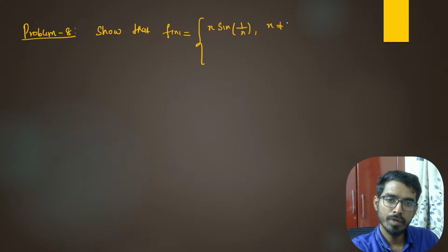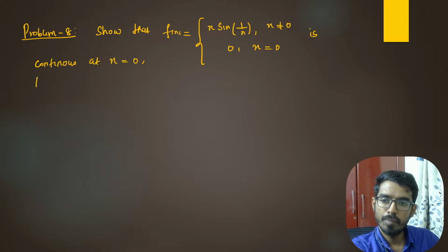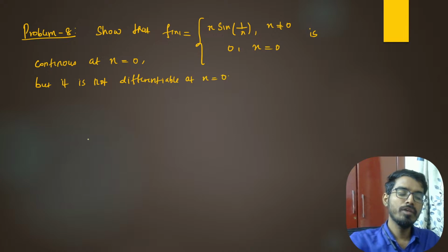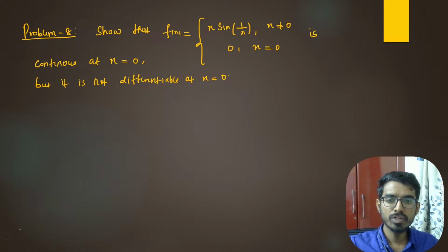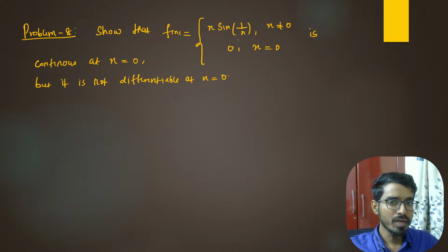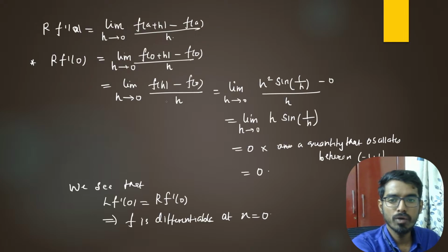Show that f of x is given as x into sine 1 by x when x is not equal to 0, and 0 when x is 0, is continuous at x equal to 0, but it is not differentiable at x equal to 0. We need to show that this function is continuous at 0, but it is not differentiable. Already we have shown that this function is continuous at 0, right? I'm not going to redo that.